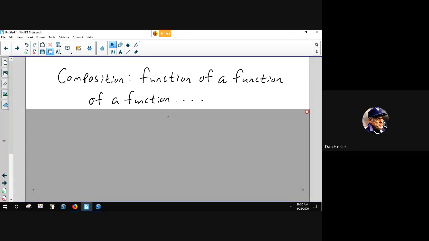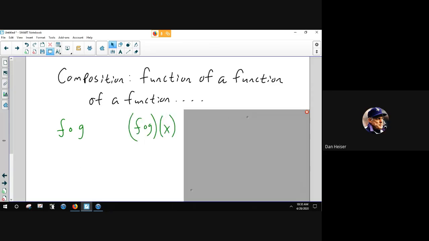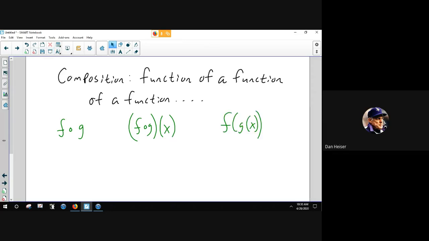Here are some of the more common notations for composition. This is not the word fog, it's simply f of g. Sometimes you see that f of g notation in parentheses with an x to identify what the variable is. The notation that I use and the one that's most commonly used is this notation, f of g of x, where we have all the parentheses.